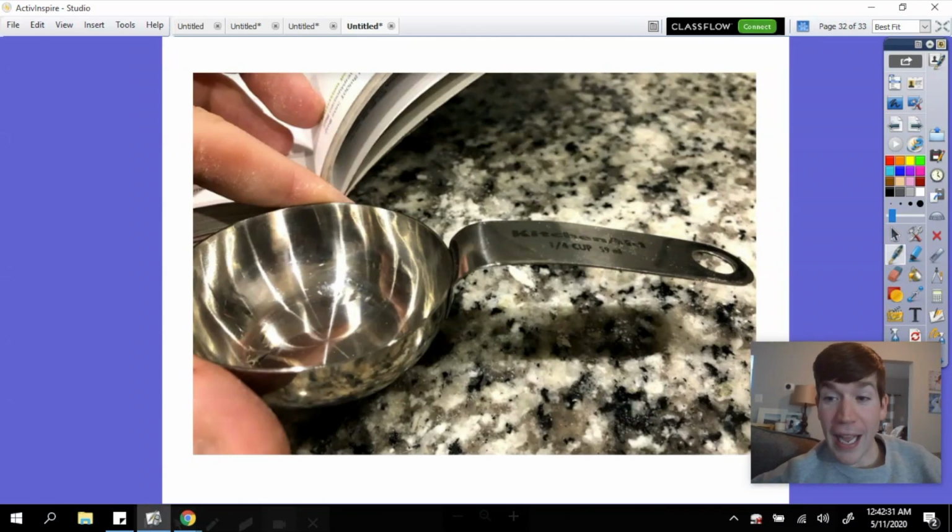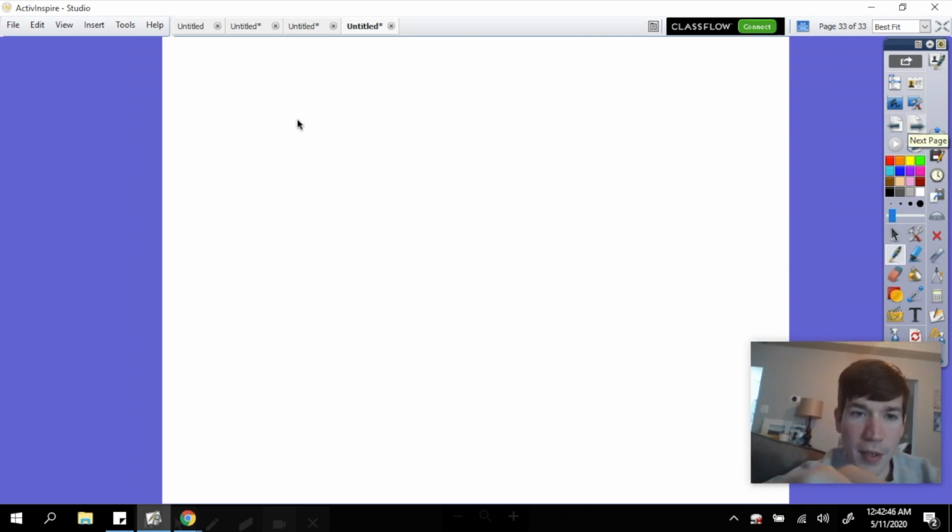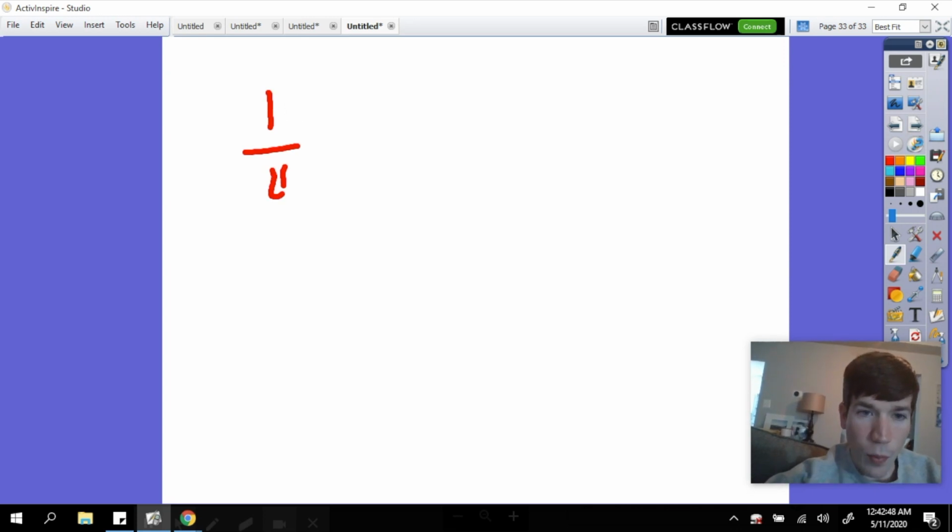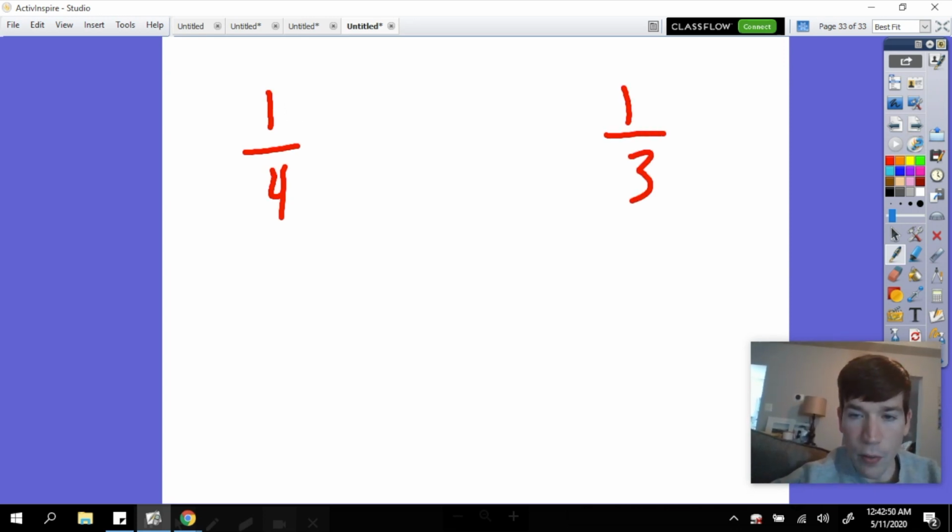So here we have 1/4 of a cup. And remember, our goal is to make a third of a cup by only using this 1/4 of a cup. So we've got to think about a couple different things. Now, first I'm going to talk about the fractions 1/4 and 1/3.